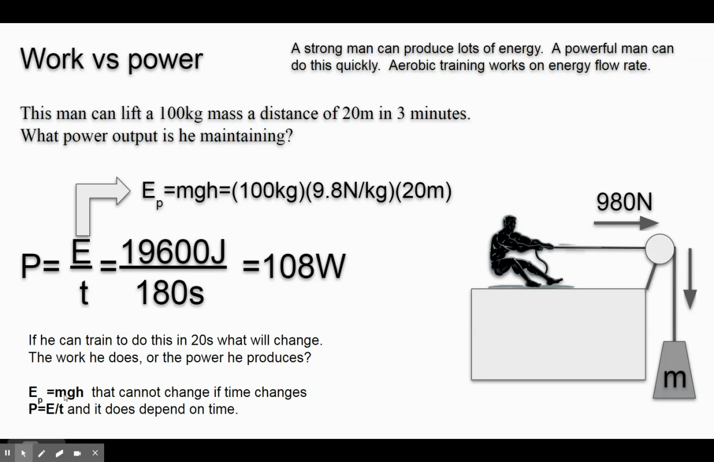Well, we look at our formulas for the story they tell. MGH doesn't care how long you took. So the energy output will be the same, but if he can do it quicker and reduce the denominator, he will output the energy faster. He will increase his wattage. So when you become more powerful, you are increasing your flow rate of energy. You are basically becoming higher wattage than before.